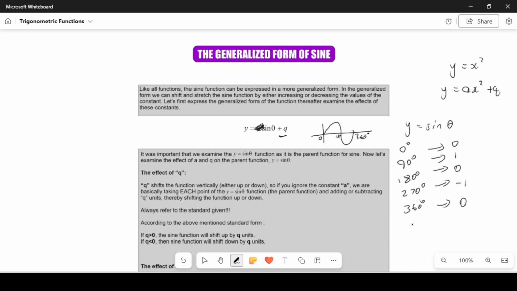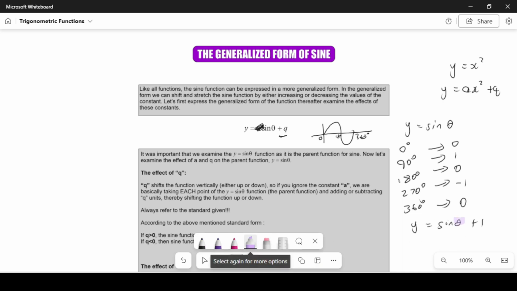But now if we do this, listen to this. If we do this, y is equal to sine theta plus 1. What we're essentially doing is, we first input theta, isn't it? Once we input theta, we get these corresponding outputs. And so to all of these outputs, what are we going to do now? We're going to add 1. And so before, at 0 degrees, we had 0. But now, because we add 1 to that output, we'll get 1.